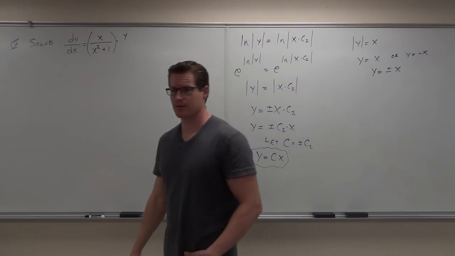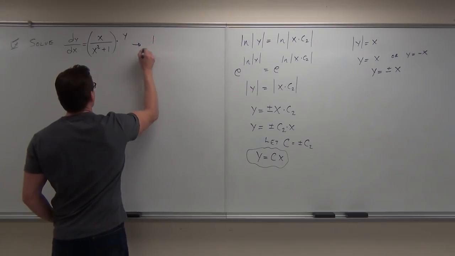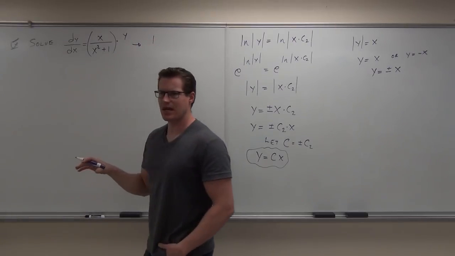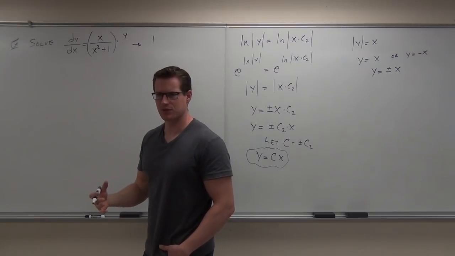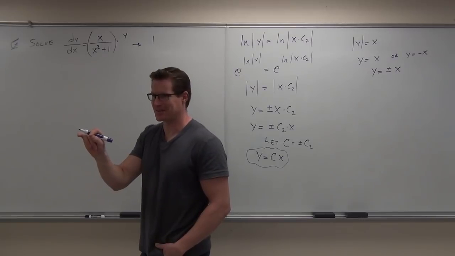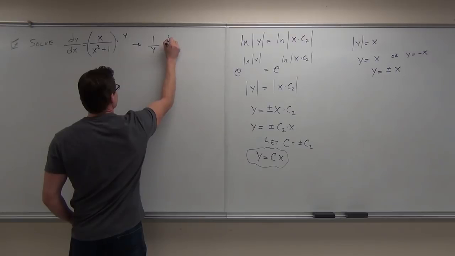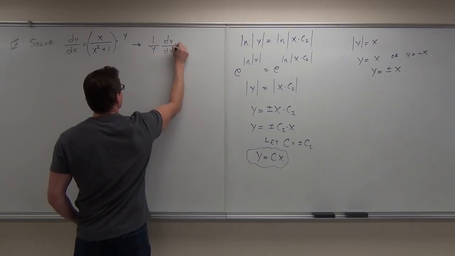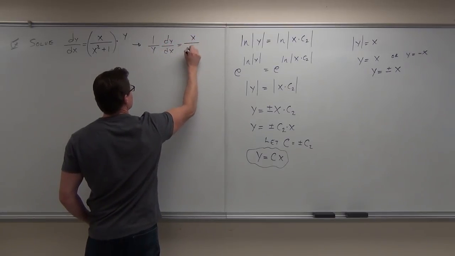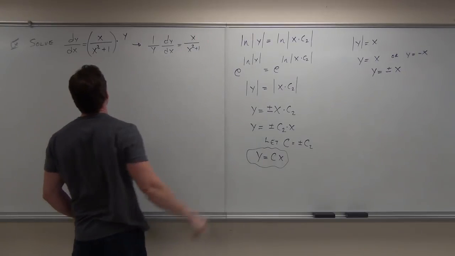What are we going to do here? So in our case, we'd have 1 over... I don't want to lose you on this stuff. Do you guys see how to make this into a separable differential equation? Just move it right over. It's just a product. We have 1 over y dy dx equals x over x squared plus 1. And that's it.